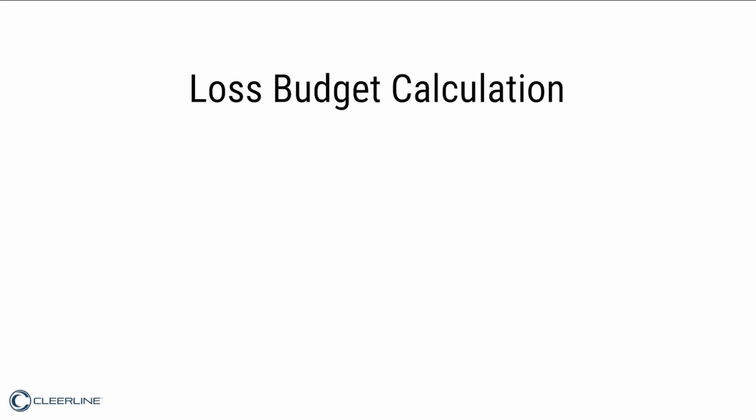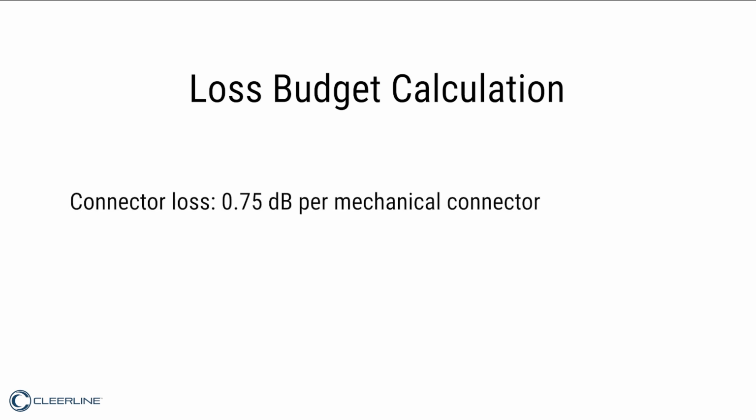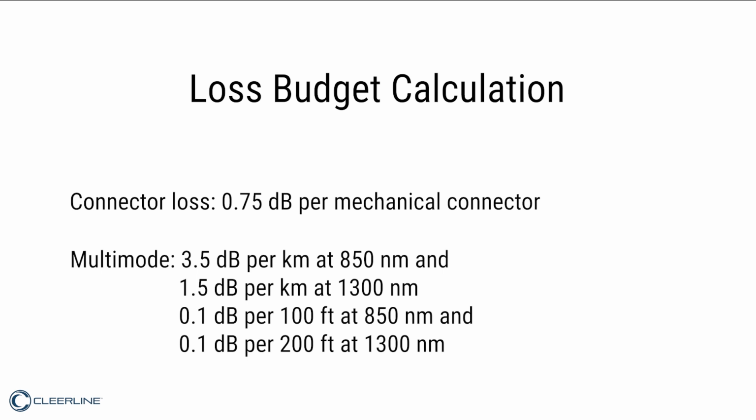For loss budget calculation, please refer to the included FOA guidelines in the kit. For each connector under test, allow 0.75 dB per mechanical connector. Multimode will have an acceptable loss of 3.5 dB per kilometer at 850 nanometers and 1.5 dB per kilometer at 1300 nanometers. This roughly translates into a loss of 0.1 dB per 100 feet at 850 nanometers and 0.1 dB per 200 feet at 1300 nanometers.